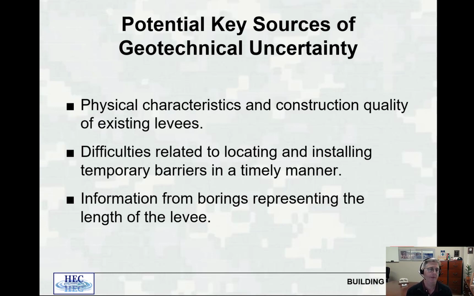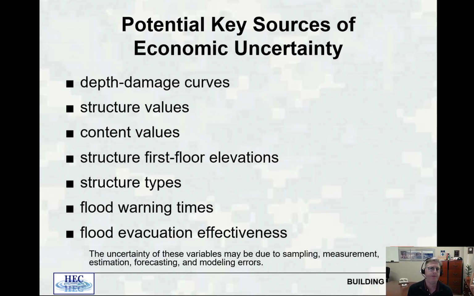Typically, we don't have enough time. We don't have enough money to develop or get borings everywhere we want them. So therefore, we let a few borings represent the entire length of the levee. And those borings may or may not actually represent the length of the levee. And so therefore, we don't necessarily know the structural integrity of that particular levee.